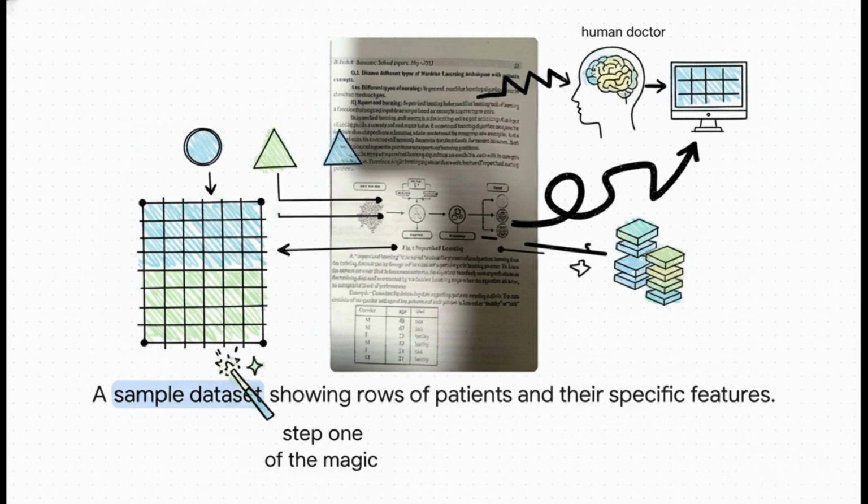Now, to a human doctor, this is just a standard patient log. But to a machine learning model, the concepts of male or 48 years old are just text and numbers. A computer views this entire table simply as a matrix, a structured, mathematical grid that is just waiting to be processed. Transforming our real-world problems into these perfectly organized grids is really step 1 of the magic.